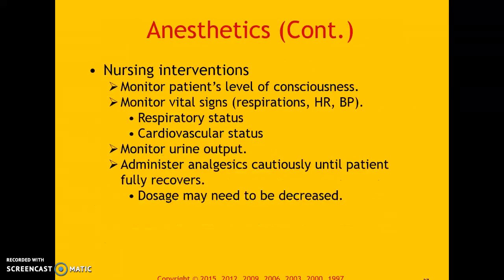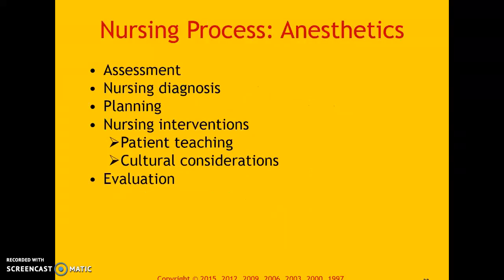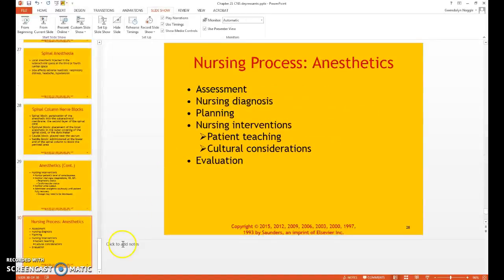And then again, as always, our nursing interventions, we're watching their level of consciousness, we're monitoring their respiratory status especially, but also cardiovascular, I's and O's, and then we may need to decrease the dose for some patients, so we need to be careful with that, especially if I have maybe a liver issue or an older adult. And then our nursing process, you always want to read through that stuff.